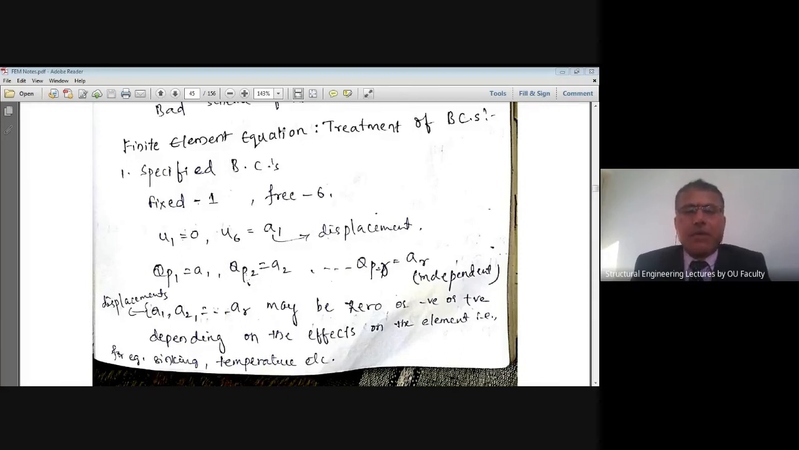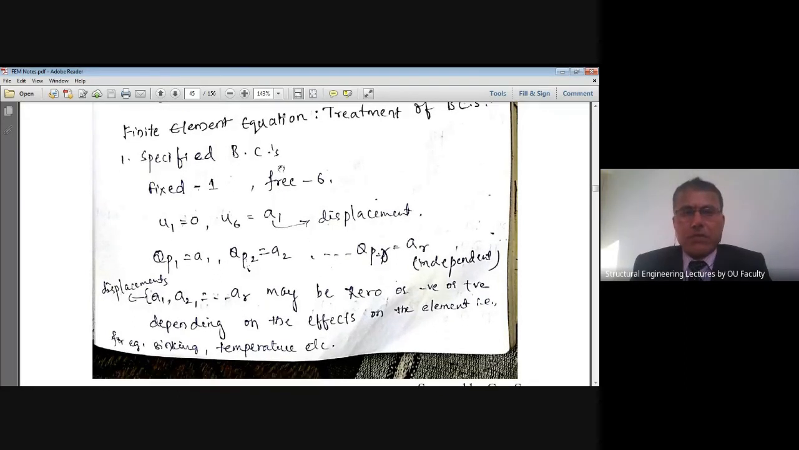In the second part, we saw the potential energy approach. We saw the derivations of the element stiffness matrix, element body force vector, element traction force vector, followed by the assembly of the global stiffness matrix and global load vector, and also the properties of the element stiffness matrix. In today's discussion, we shall see the treatment of boundary conditions in this third video.